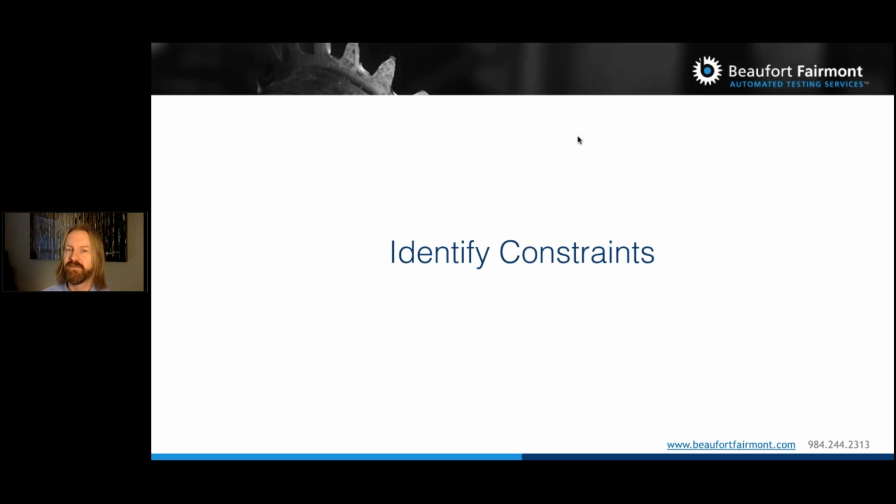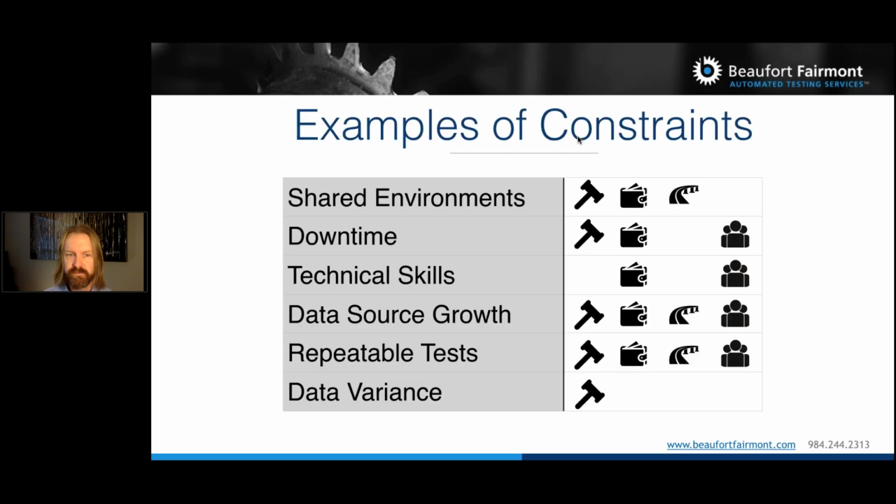So let's identify some constraints. Here are a few specific ones that may be familiar to you: shared environments, downtime, technical skills, data source growth, repeatable tests, and data variance. These are some of the ideas under which we constrain our thinking about our systems under test. I've listed next to these the factors involved in them. For instance, and I'll only go through one of these, hopefully you can look at this slide later on or go back through this recording or just pause it to look at these individual ones.